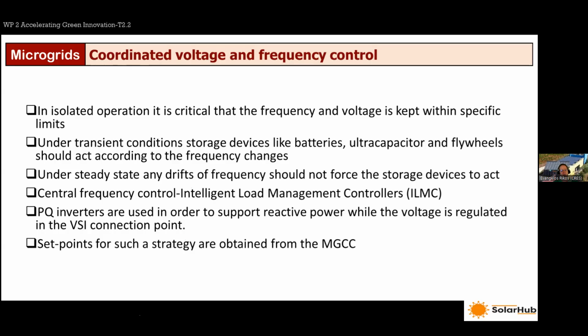And these requirements are implemented by means of central controllers. In this case, for example, the central frequency control that can be implemented is based on an intelligent load management controller approach. There is one central algorithm that coordinates the local controllers in this respect by set points that are decided and dispatched to the local controllers. And this is the level 2 controller we saw earlier, the microgrid central controller scheme.